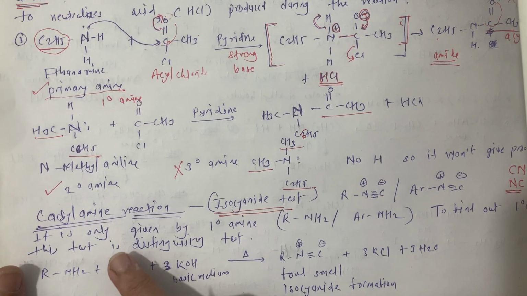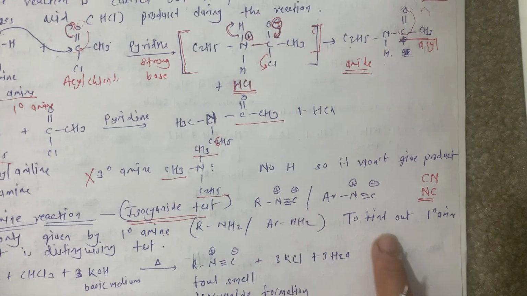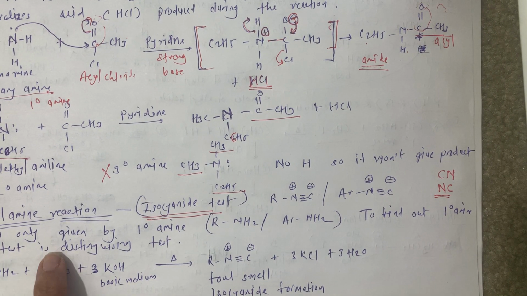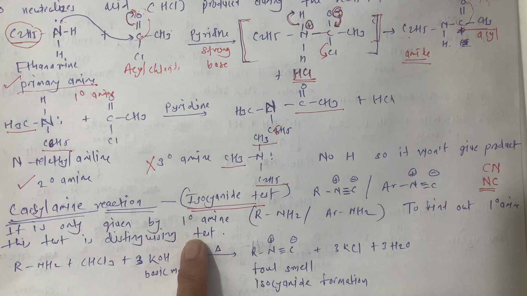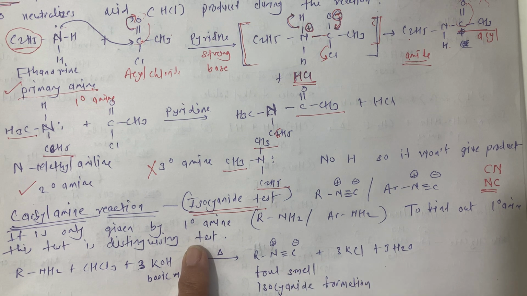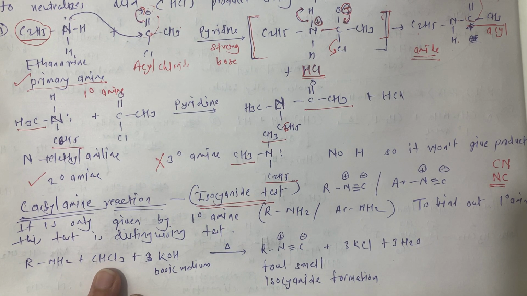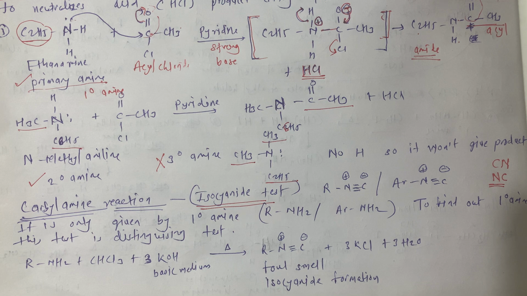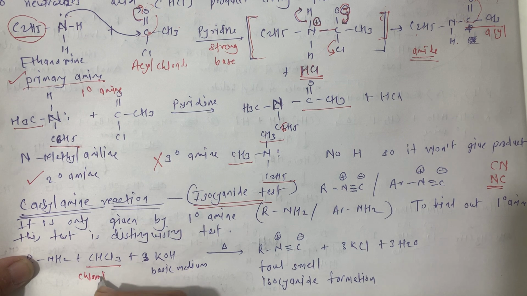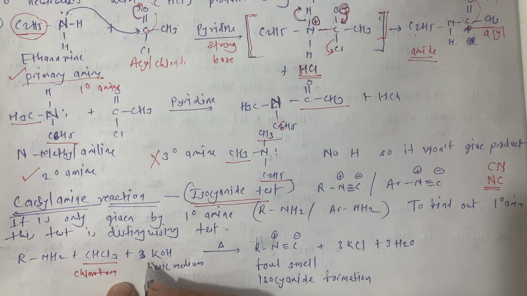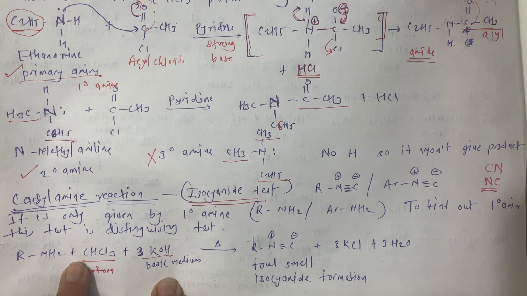So what is this reaction? It is given only by primary amines, whether aliphatic or aromatic. To find out a primary amine, this test is the distinguishing test. Very important: only for primary amine, not for secondary, not for tertiary. What are the unique reagents here? This is chloroform, CHCl3. We have to use chloroform, and we have to provide a basic medium, that is KOH. In presence of KOH, this reaction is going to happen.